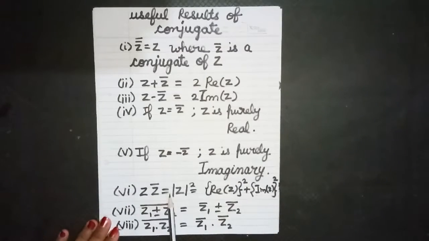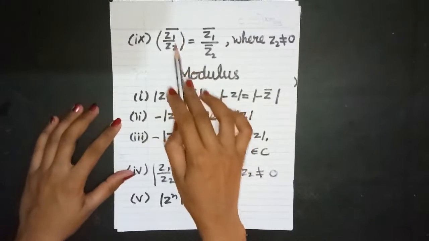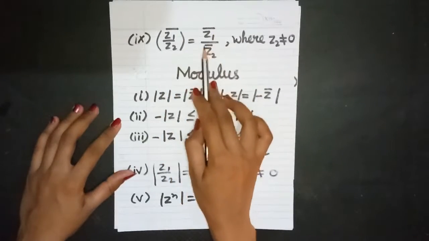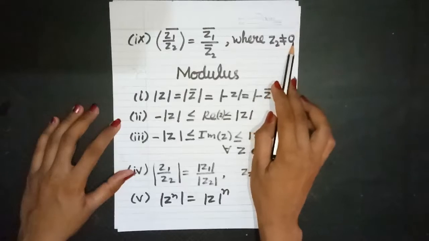Sixth, z into z conjugate is equal to modulus z square, that is equal to real z square plus imaginary z square. Seventh is z1 plus minus z2 conjugate, that is equal to z1 conjugate plus minus z2 conjugate. Now eighth is z1 into z2 conjugate, that is equal to z1 conjugate into z2 conjugate. Ninth is z1 by z2 conjugate, that is equal to z1 conjugate by z2 conjugate, where z2 not equal to 0.